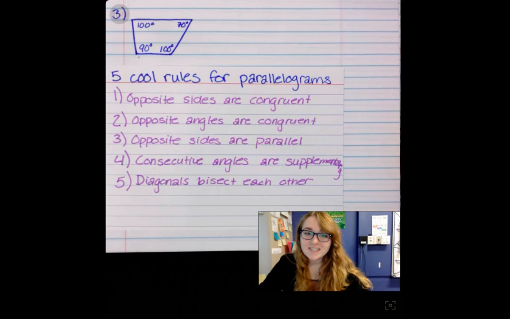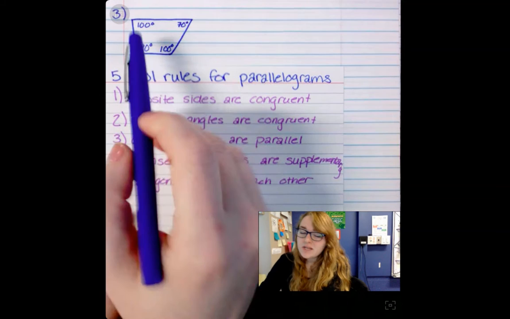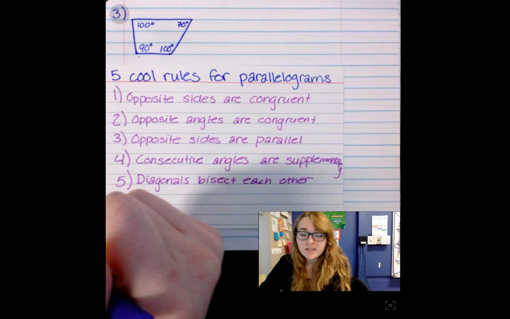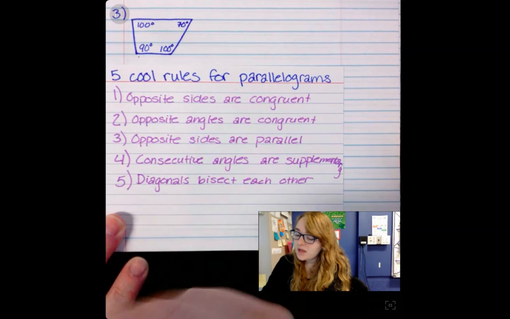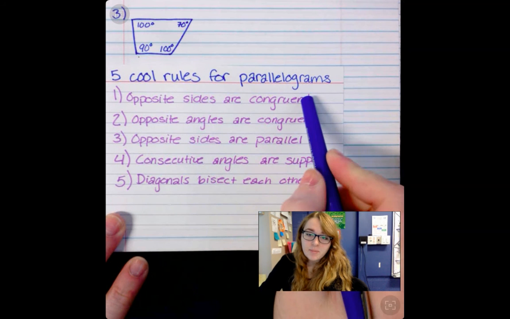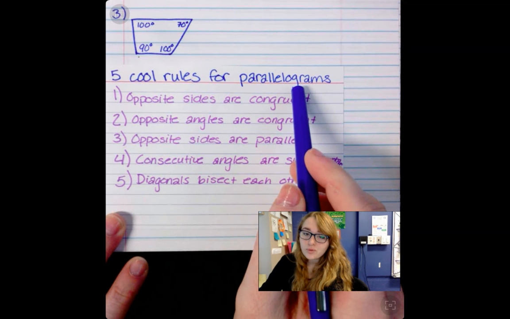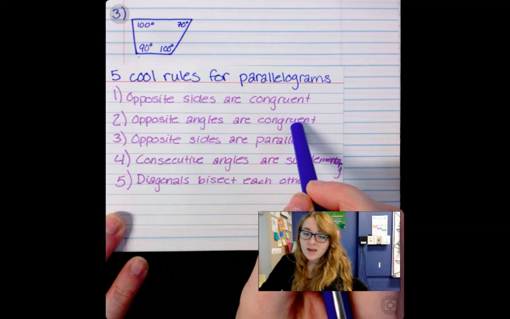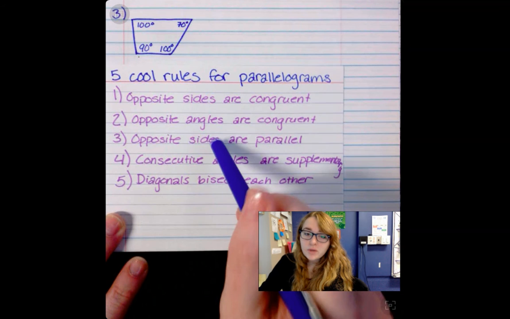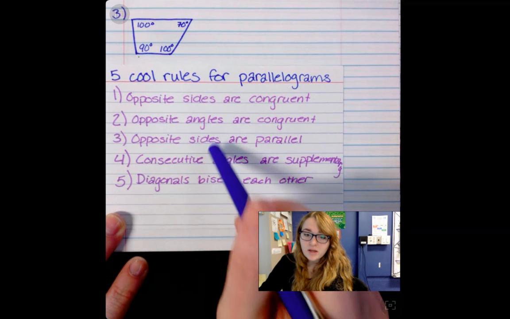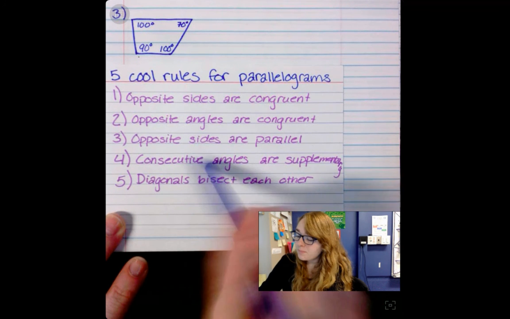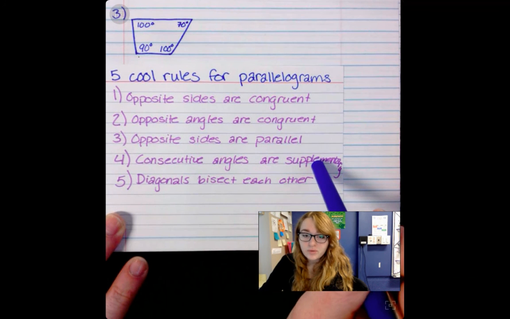All right, in example number 3 here, we see another shape and we're trying to decide if it is a parallelogram. This time we do not know our opposite side lengths, so we can't use cool rule number 1. We do know our angles, so maybe we could use number 2. We don't know if the sides are parallel. We have our angles, so we could use cool rule number 4.